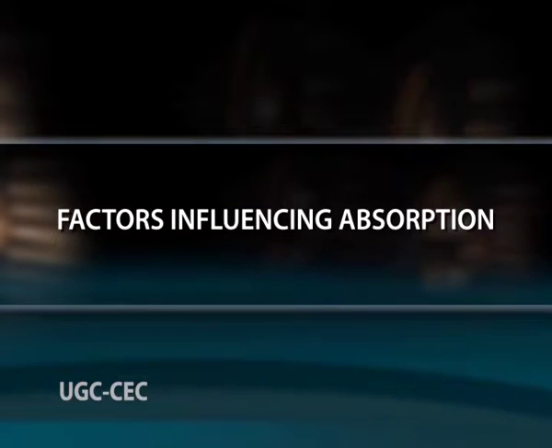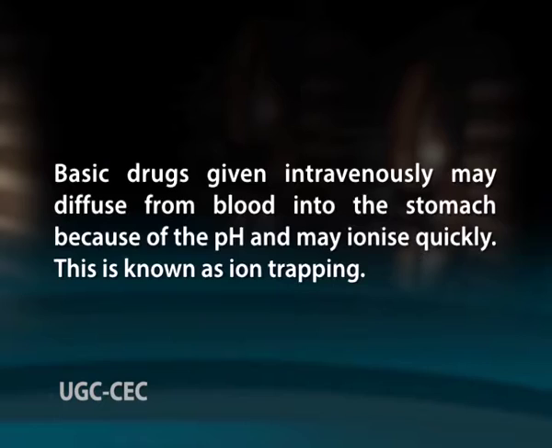Factors influencing absorption. Medication taken orally may be absorbed from any part of the gut. Highly lipid-soluble drugs may be absorbed from the buccal cavity, from where they directly enter the systemic circulation. Acidic drugs are absorbed from the stomach, while basic drugs get ionized and are not absorbed from the stomach. Basic drugs given intravenously may diffuse from blood into the stomach because of the pH and may ionize quickly. This is known as ion trapping.